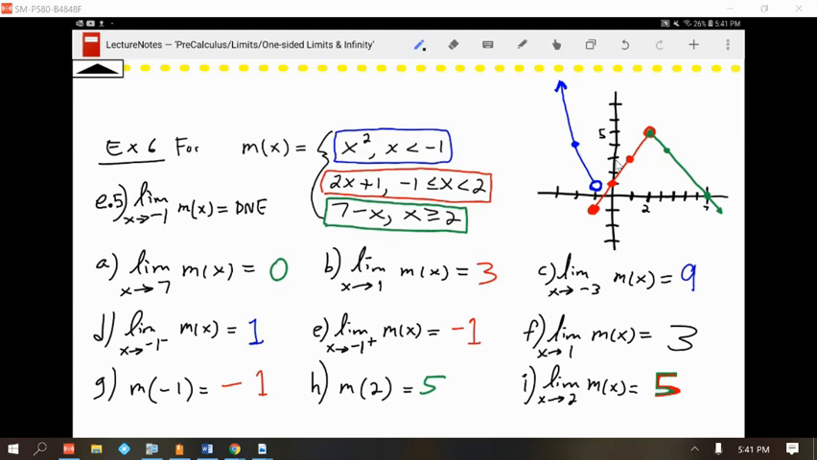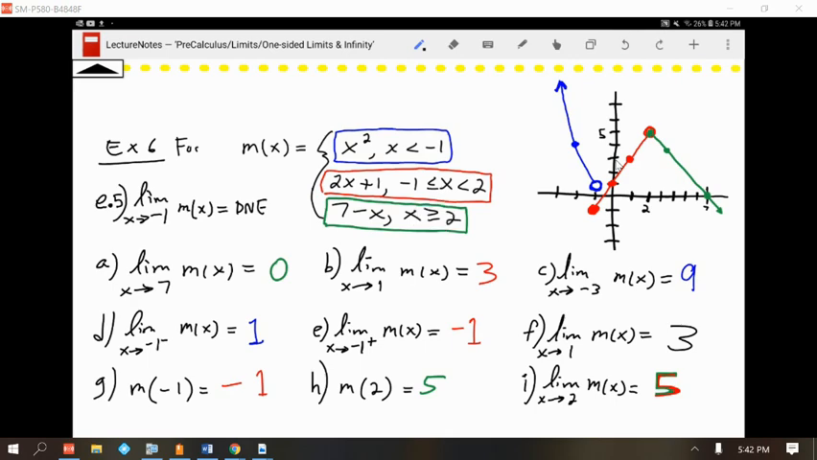Question G, what is m of -1? What's the function's value at -1? What does y equal when x is -1? And that's where the red dot is. Okay, the red dot is -1, -1. And so the bottom red dot, the lowest red dot. H is what's the value of m at 2? What's m of 2, or the y value when x is 2? Again, I could technically use either function, the red one or the green one, but technically I'm supposed to use the green one because that's where the equals is.